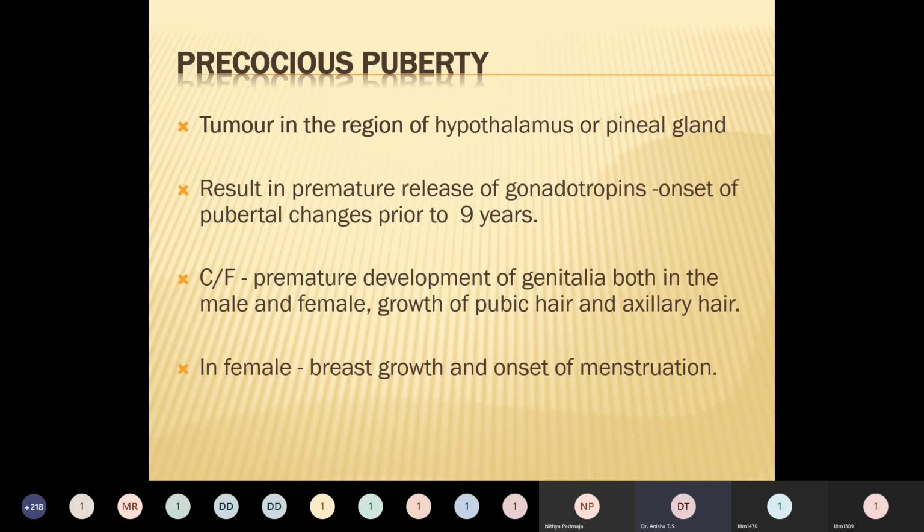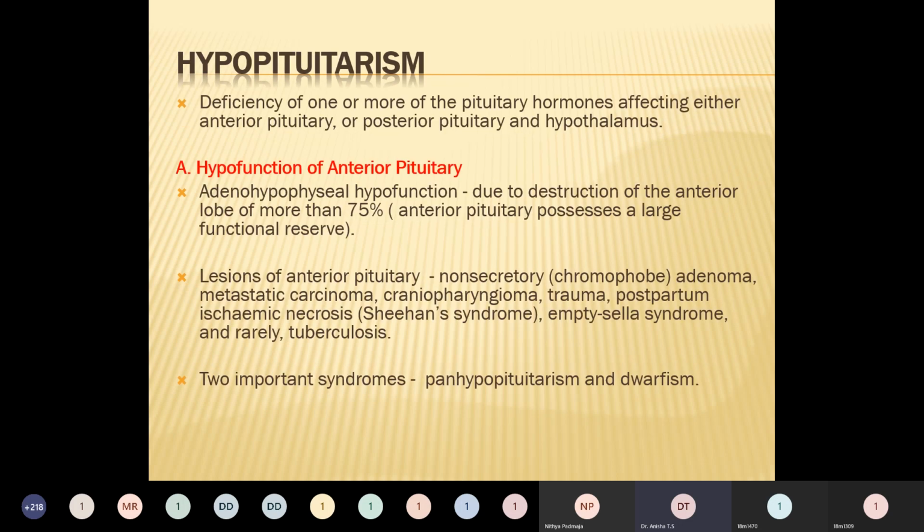It's because of premature release of these gonadotropins. They develop premature development of genitalia, both in males and females, and growth of pubic hair, axillary hair, etc. In females, even though they're just 7 or 8 years old, they have breast development, they start getting breast buds, and they start having menstrual cycles, much before they turn 8 or 9 years old. All these were pituitary excess.